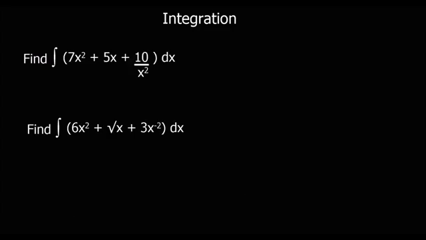Okay, these ones are a little bit trickier because we've got to do some rearranging, some simplifying before we can integrate them. So in this case, we've got 10 over x squared. We can't integrate 10 over x squared, but if we change it to 10x to the minus 2, so 10 over x squared is the same as 10x to the minus 2, then we can. So what we're going to do, simplify it first. We've done that, then we're going to follow the same process.